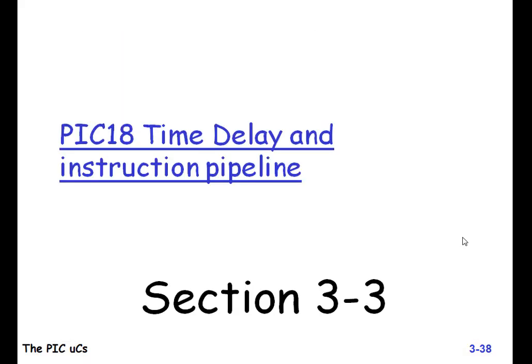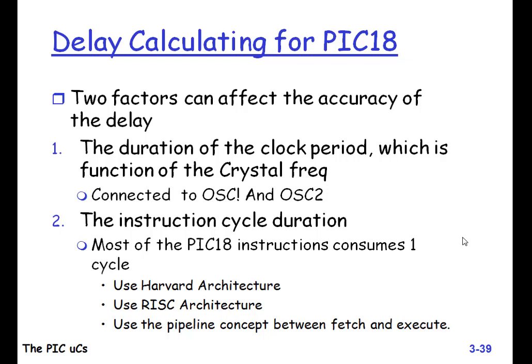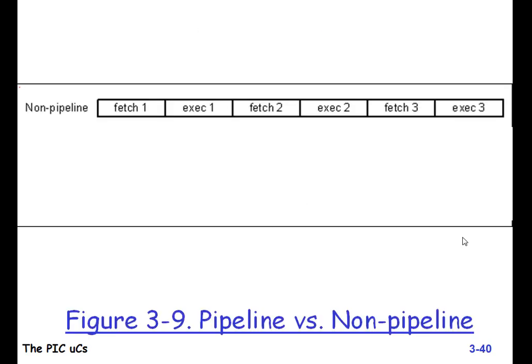PIC18, we are discussing PIC18, and now we will discuss its time delay and instruction pipelining. For the delay of PIC18, there are two factors. The first one is the duration of the clock period, and the second one is the instruction cycle duration. Most of the PIC18 instructions consume one cycle, as in RISC and Harvard architecture.